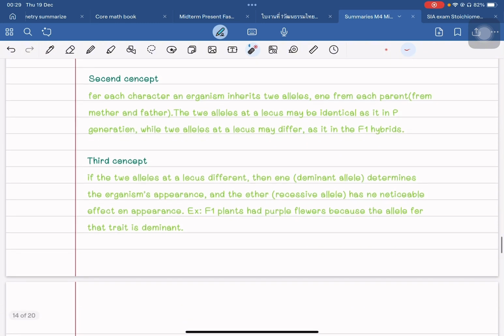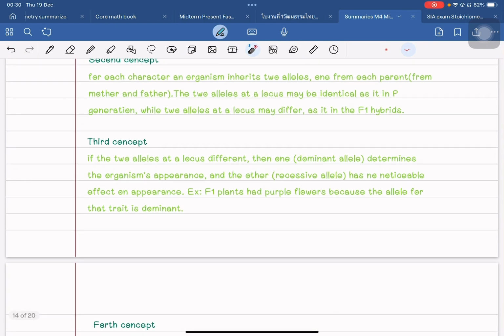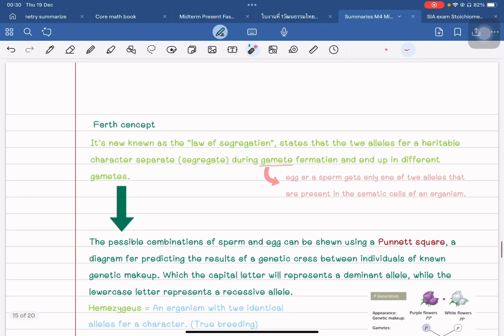The third concept is that if the two alleles at the locus differ, then one, the dominant allele, will determine the organism's appearance, and the other one, the recessive allele, will have no noticeable effect on appearance. For example, F1 plants have purple flowers because the allele for that trait is dominant. The fourth concept is now known as the law of segregation.